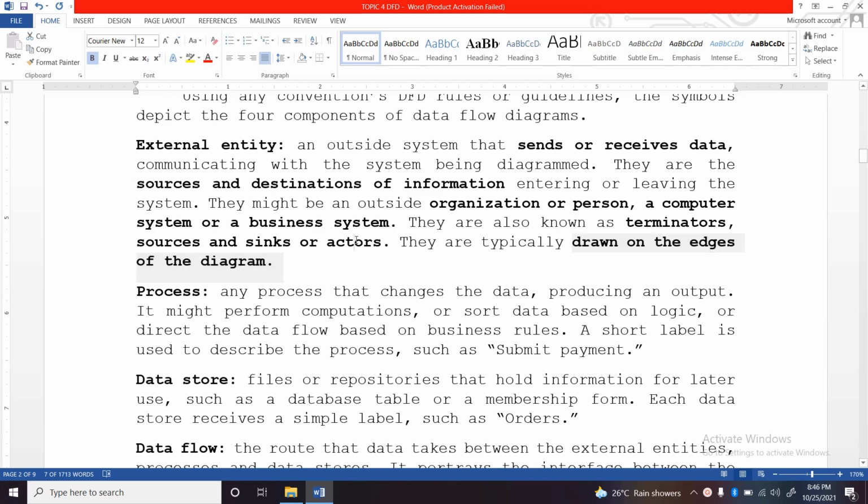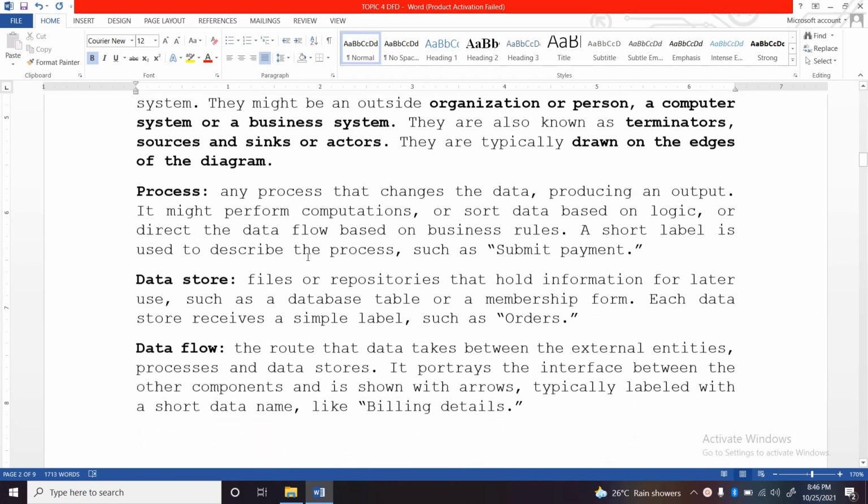Okay? And then we also have the process. Any process that changes the data and produces an output is what we call the process element, or the process component. Basically, it translates input into output data.